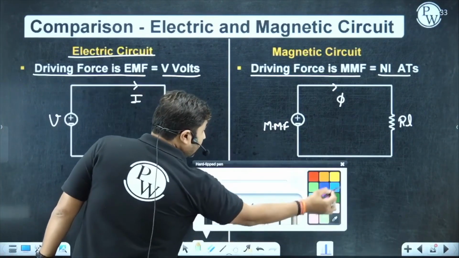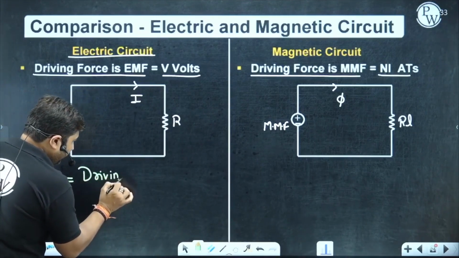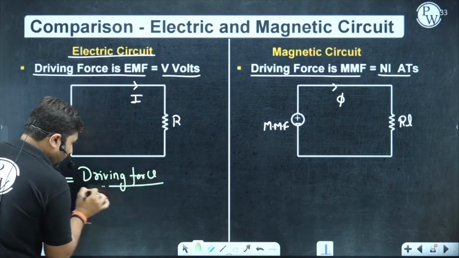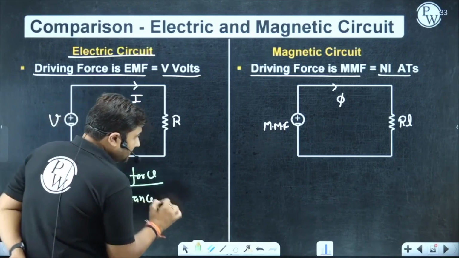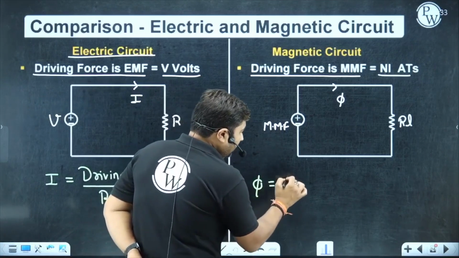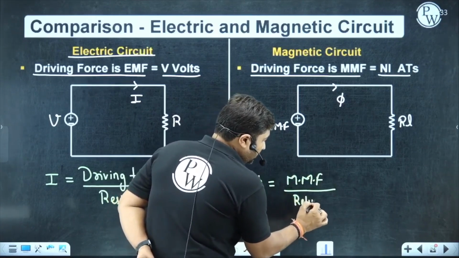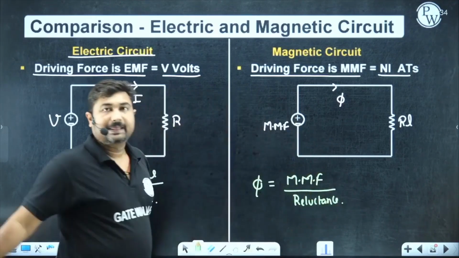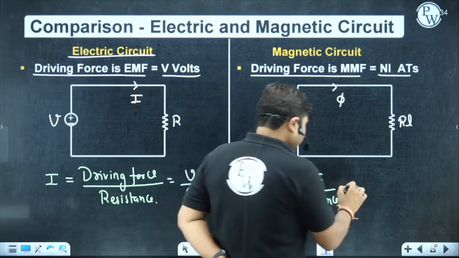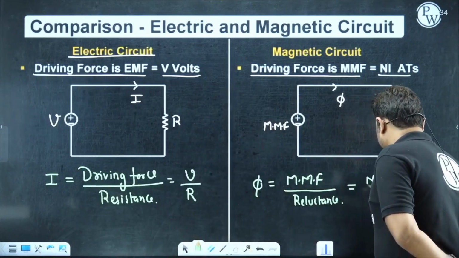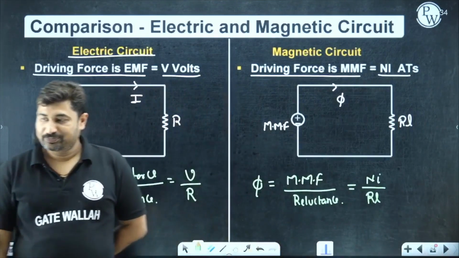What is current I? I can be defined as driving force upon opposition. Similarly, flux can be defined as driving force upon opposition. So you can say V by R in the electric circuit, and in the magnetic circuit you can say MMF, N into I, by reluctance. Is it okay?